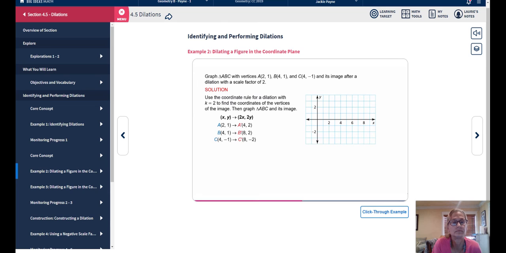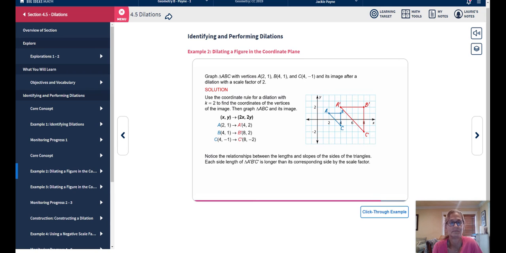Graph triangle ABC with vertices A (2, 1), B (4, 1), and C (4, -1). Use line segments to connect the vertices to form triangle ABC. Next, graph triangle A prime, B prime, C prime with the vertices A prime (4, 2), B prime (8, 2), and C prime (8, -2). Use line segments to connect the vertices to form triangle A prime, B prime, C prime. So triangle A prime, B prime, C prime is the image of triangle ABC after a dilation with a scale factor of 2. Notice the relationships between the lengths and slopes of the sides of the triangles.